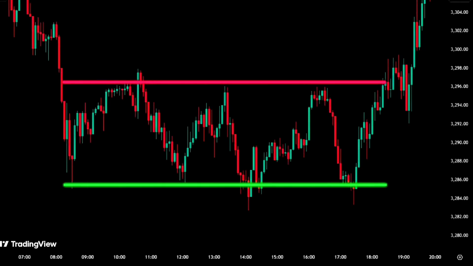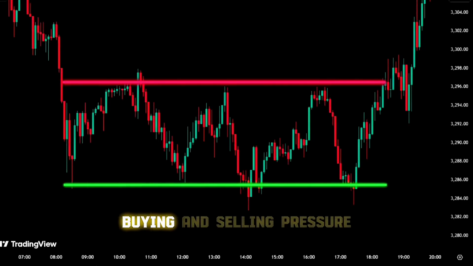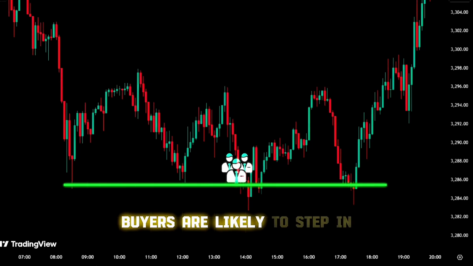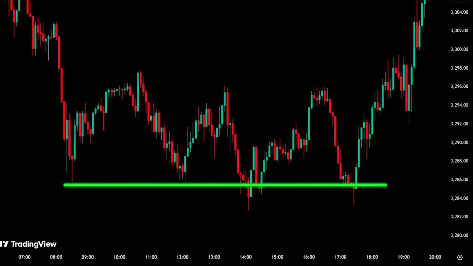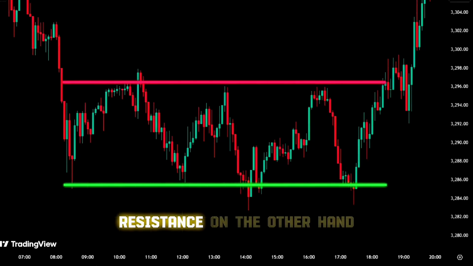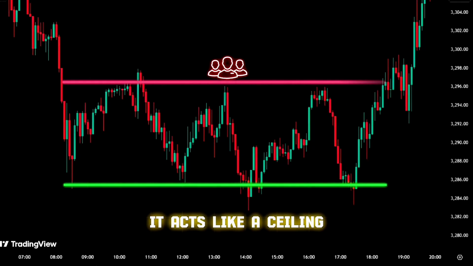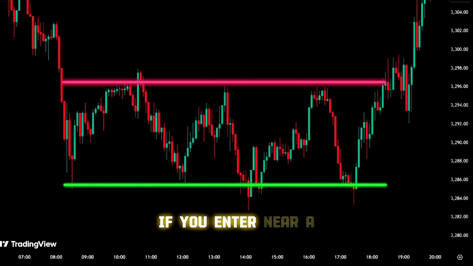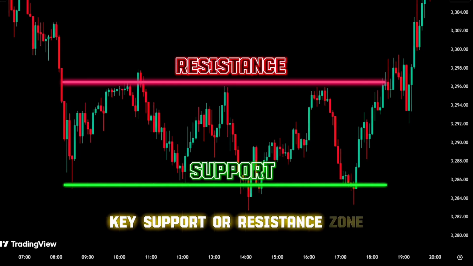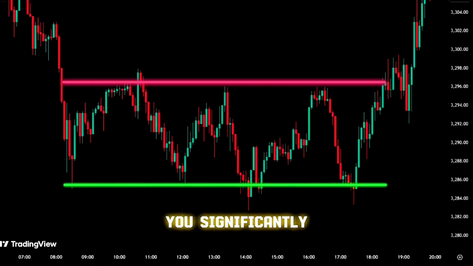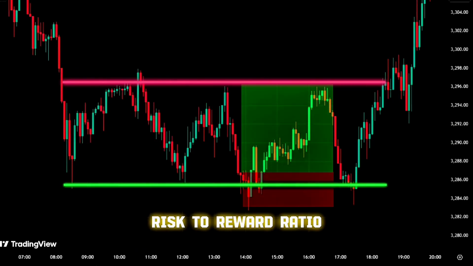Support and resistance are key levels on the chart where price reacts due to buying and selling pressure. Support is the zone where buyers are likely to step in. It acts like a floor holding the price. Resistance, on the other hand, is the zone where sellers dominate. It acts like a ceiling pushing the price down. If you enter near a key support or resistance zone, instead of picking random levels or weak setups, you significantly increase your chances of getting a strong risk-to-reward ratio, along with a higher probability of winning the trade.